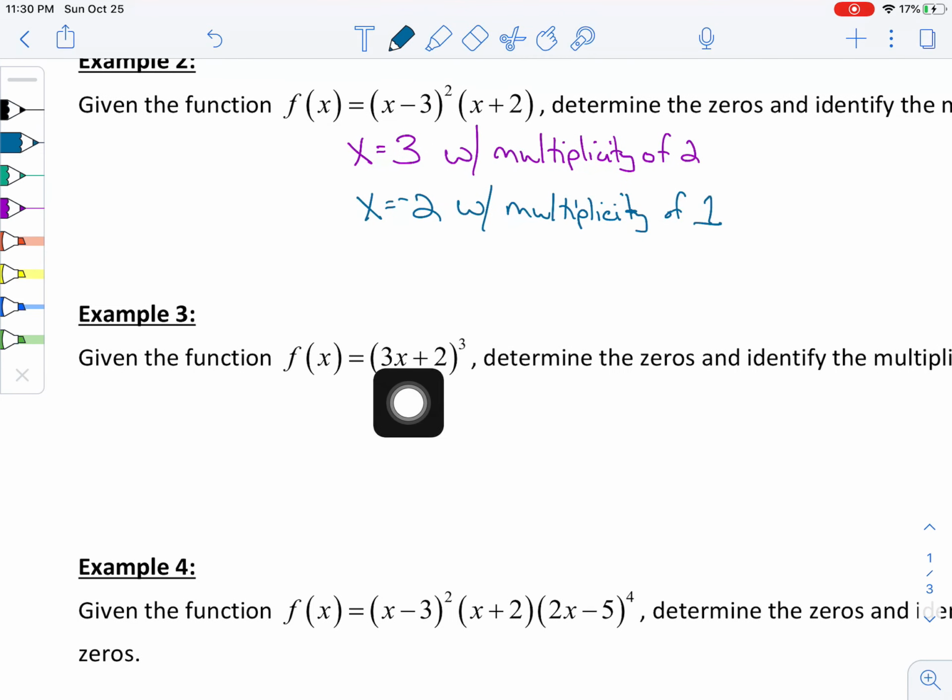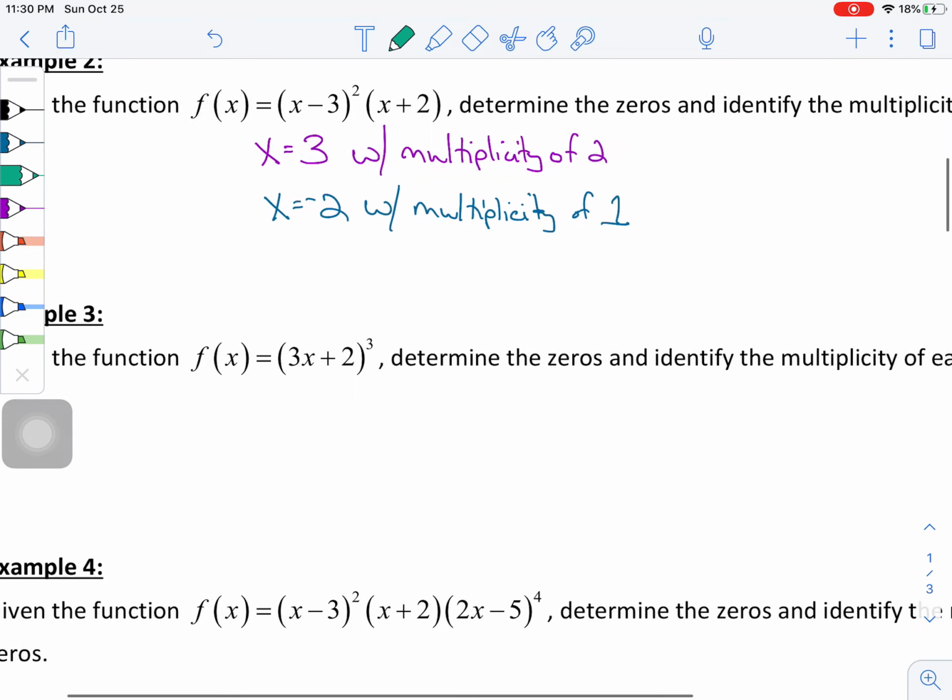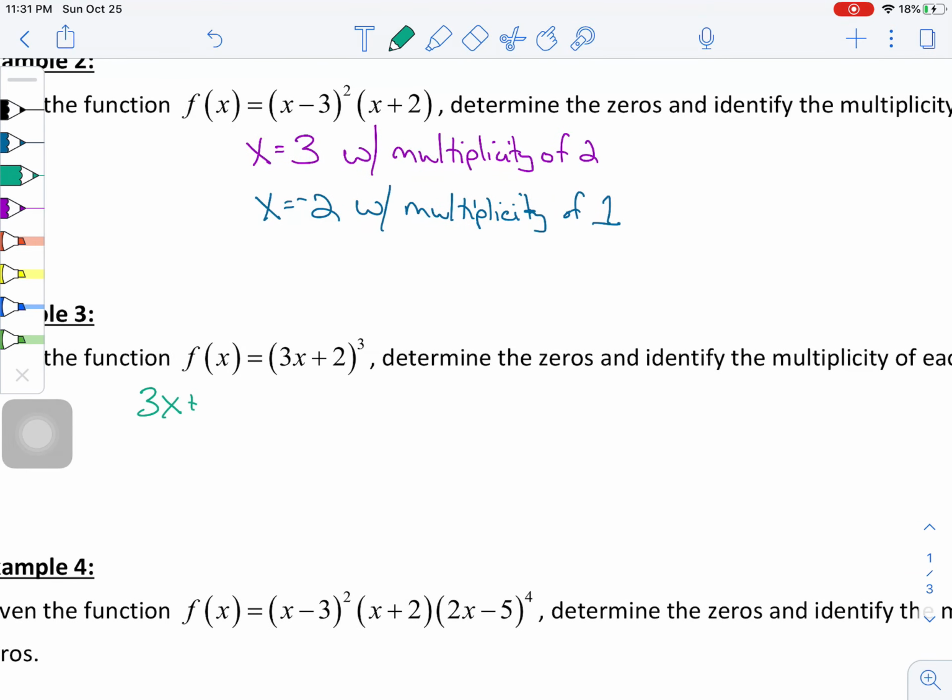We only have one factor, right? 3x plus 2. Now, you want to be careful because we have a number in front of the x, and yes, we normally would have a 1 there, so we want to be careful because of the 3. So if you can't quite figure it out in your head, take that factor, 3x plus 2, set it equal to 0, and then do what you need to do to solve it. So I'm going to subtract 2 from both sides. Go ahead and divide both sides by 3. So I have a 0 here of -2/3.